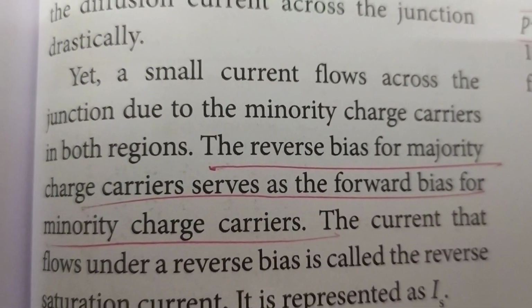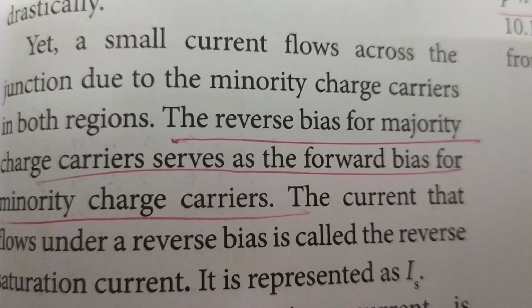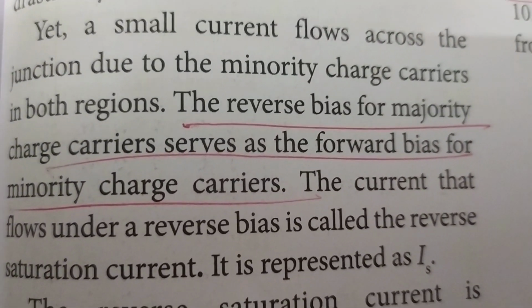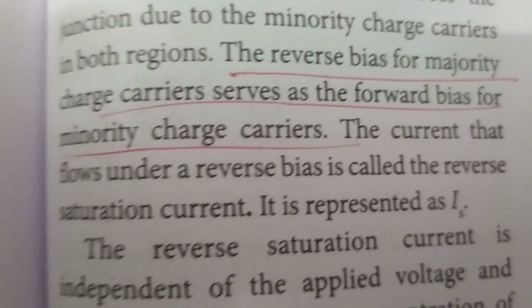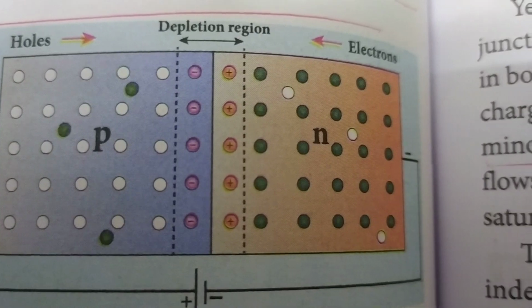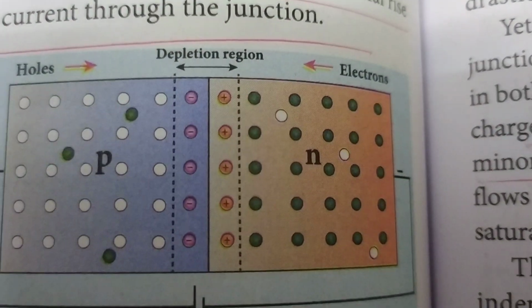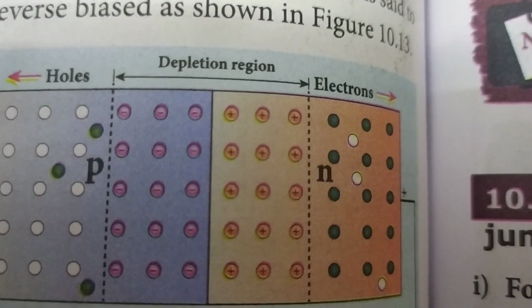This small current is also due to the minority charge carriers. So the reverse bias for majority charge carriers serves as the forward bias for minority charge carriers. The minority charge carriers are nothing but the charge carriers near the junction. They are called minority charge carriers. And here the depletion region is reduced in size, and in the reverse bias the depletion region is very large.